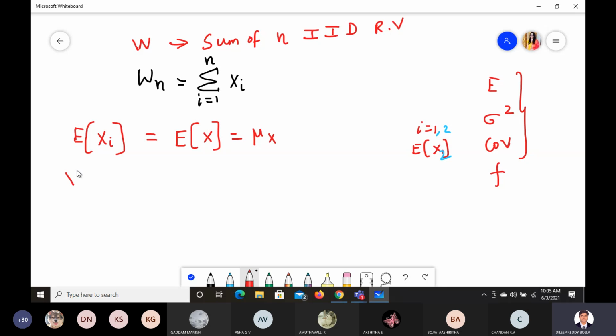Now what about this one? How do we find the variance? Variance of what do we have to find? Variance of xi. This also is pretty simple. It is going to be equal to variance of x. Whichever i you are writing, that suffix i will come here. That's what I mean to say. So sigma x squared.